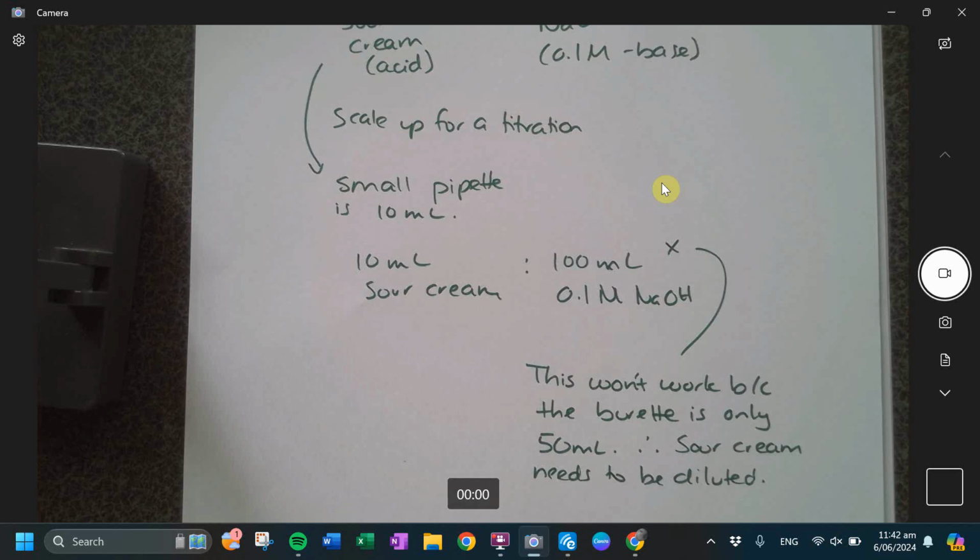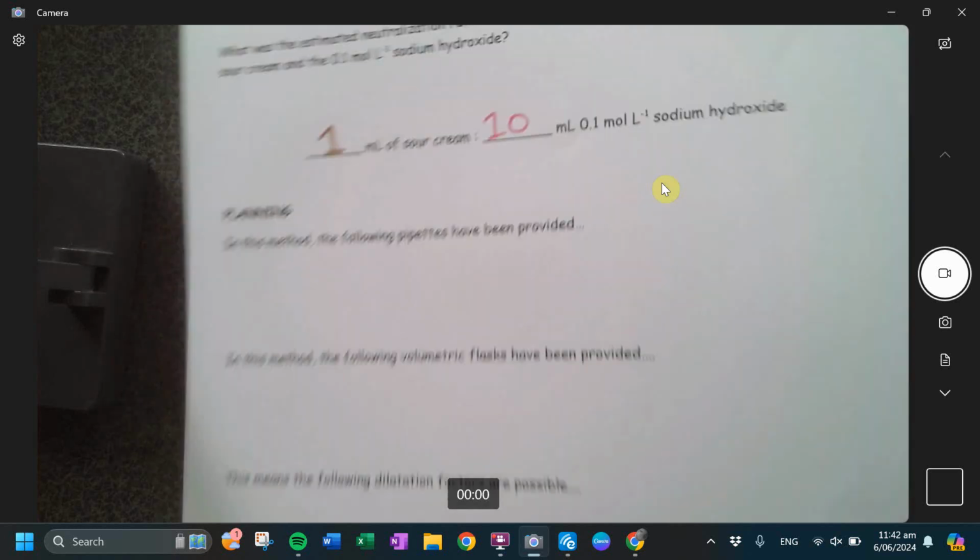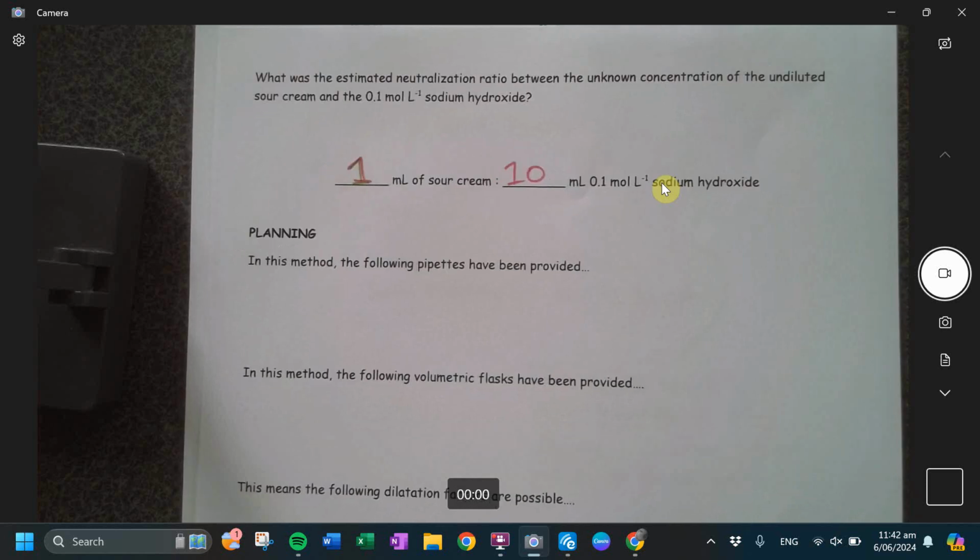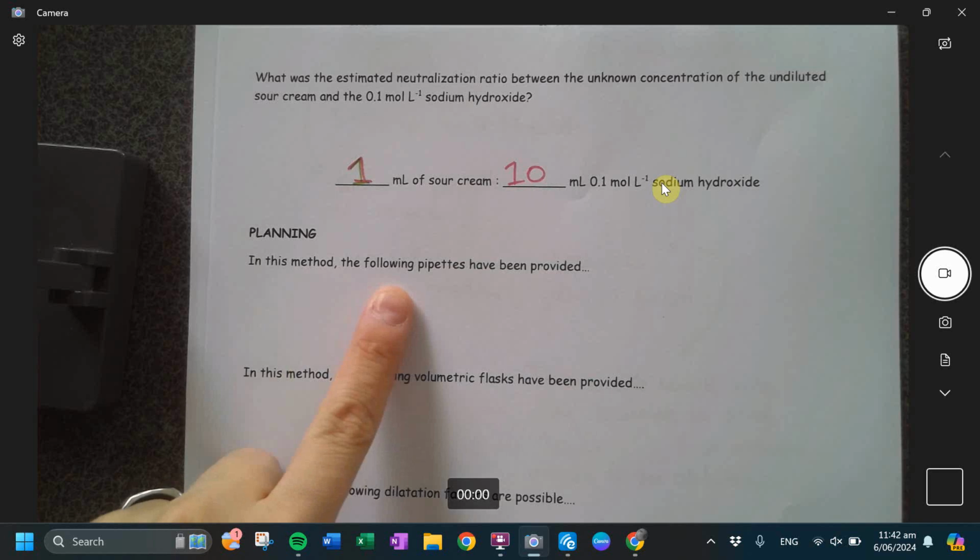So I'm showing I understand the reasoning behind what I'm doing for part A and Y. Questions at this point? Keep going. All right. So let's start planning what I need to do in order for this dilution to work. In my planning, I need to look at the information that has been provided for me. The first thing is I need to see what pipettes I have.